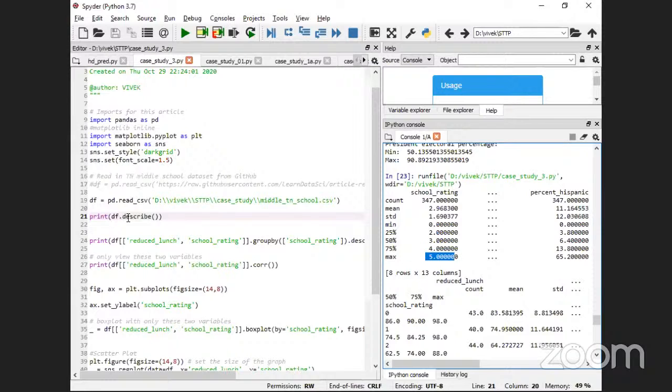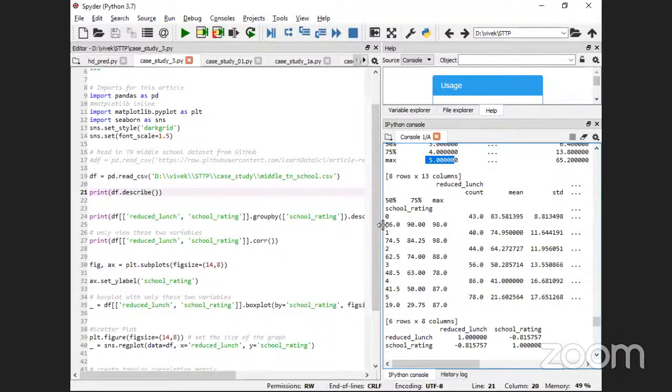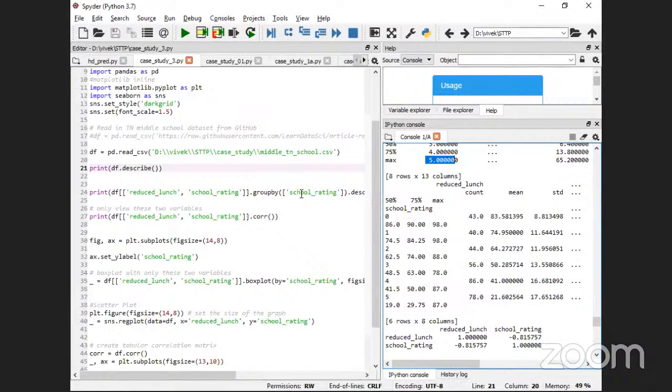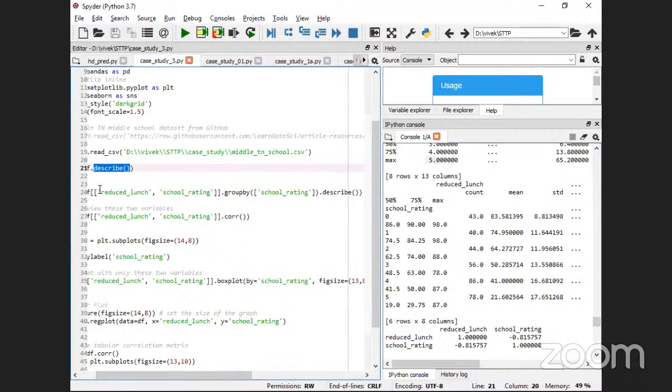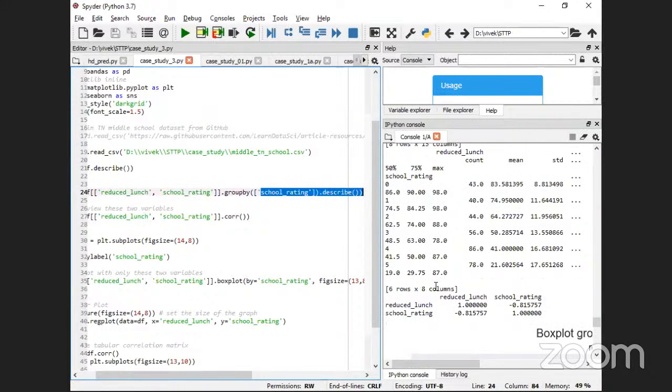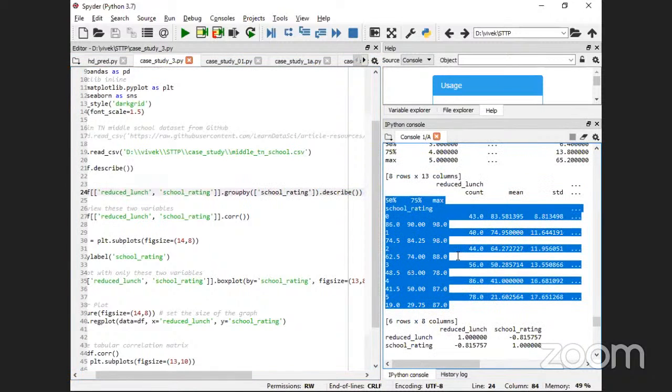Maximum value is 5. So this is how you can use describe on your data. And further, we grouped according to only this case, as he said, right? In the next case, we grouped it only with respect to school rating. So with respect to these two parameters alone, reduced lunch and school rating, these two parameters are grouped according to school rating, and the description is given over here for that. And that is what you can see here. So this is with respect to school rating and reduced lunch.